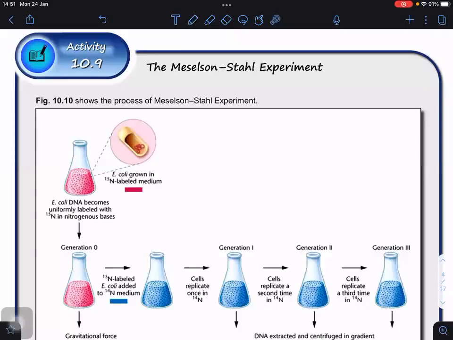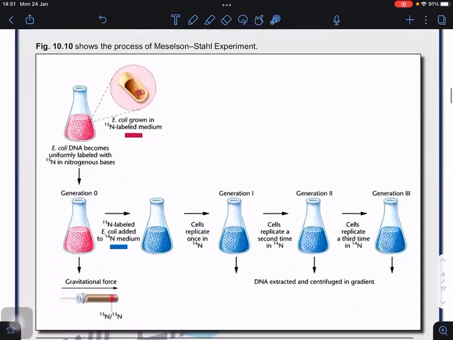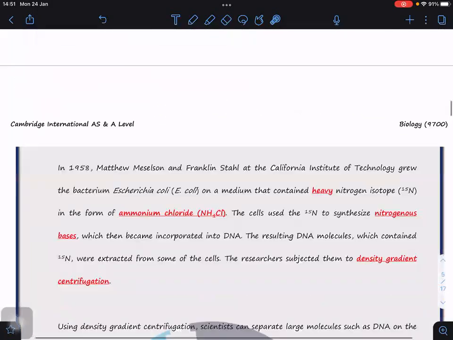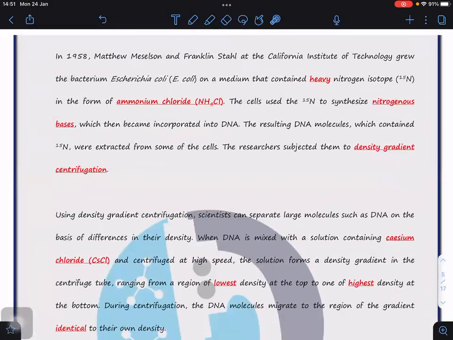Okay, so the Meselson and Stahl experiments. Just now we have already gone through the details about it, and then we just go through with our answer. You complete this one. Okay, so how did they do this experiment?